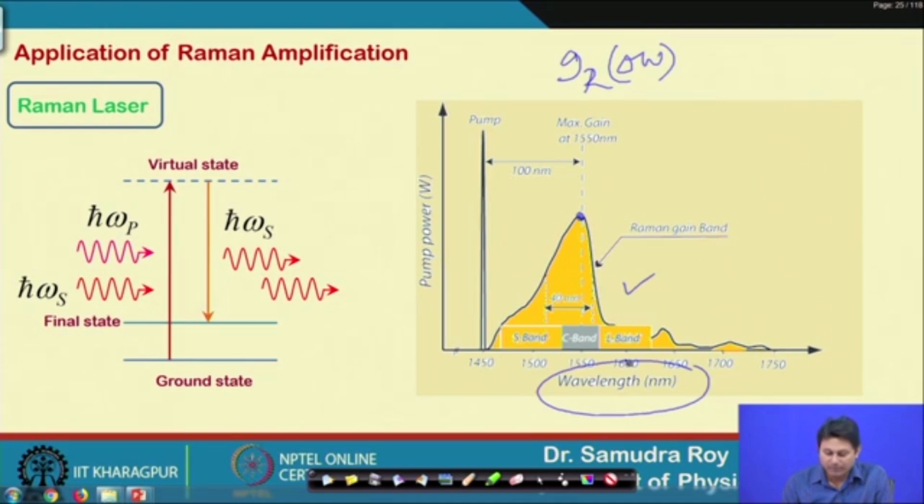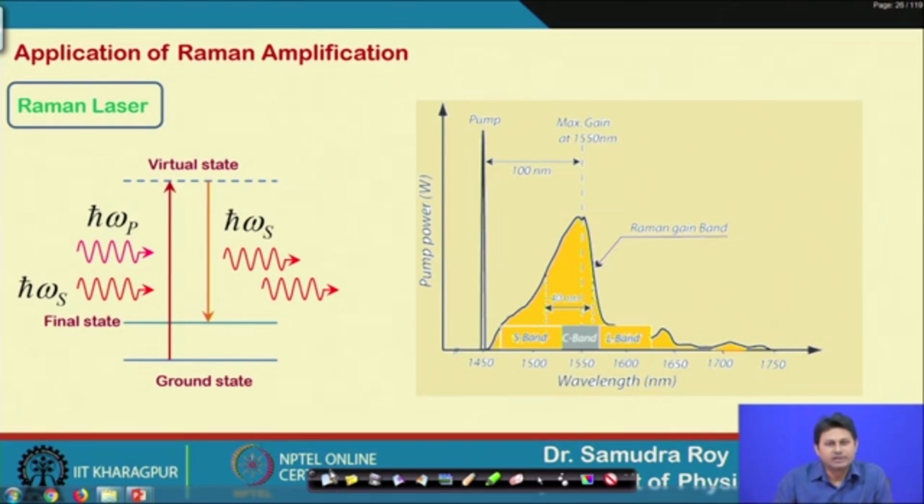This wavelength axis suggests that if I pump at this point, say at 1450, the highest efficiency will be here. So, I am going to generate Stokes light very efficiently at this point, which is 100 nanometers apart. This frequency is smaller, so the wavelength is higher. Based on this curve we can generate the Stokes wave. This is a very well known gain curve for silica fiber.